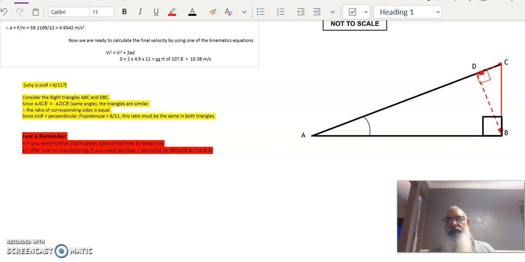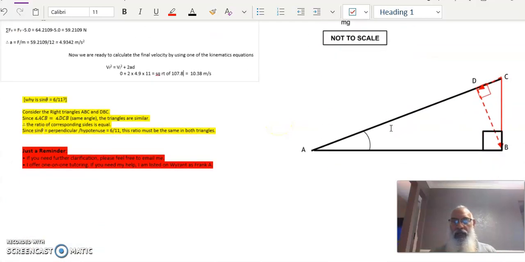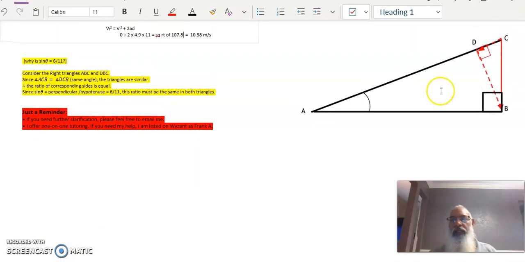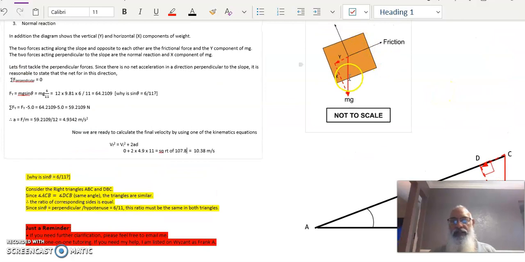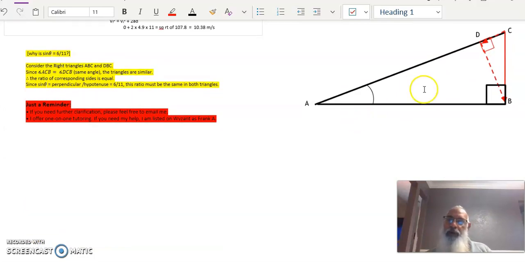So this big triangle, ABC, is the same triangle as this one. So it has the vertical side as 6, hypotenuse as 11, and then we don't care about the bottom side because that's not needed in our calculation. And then this little triangle in red is the same triangle as this one, which is the X, Y, and the MG. Okay, so I have superimposed one on the other, and what we're trying to prove is that these two triangles are similar. That is the first goal.